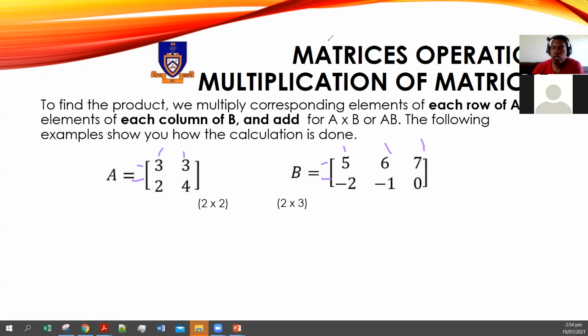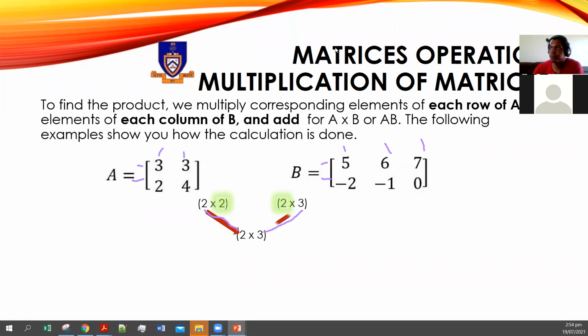So the first thing we have to do with these matrices is check if we can multiply them or not. So we check that one first. We notice that the column of A is 2 and the row of B is 2. So 2 equals 2. So that is correct. That means our resulting matrix will be a 2 by 3. So this 2 and this 3 will be from our answer matrix.